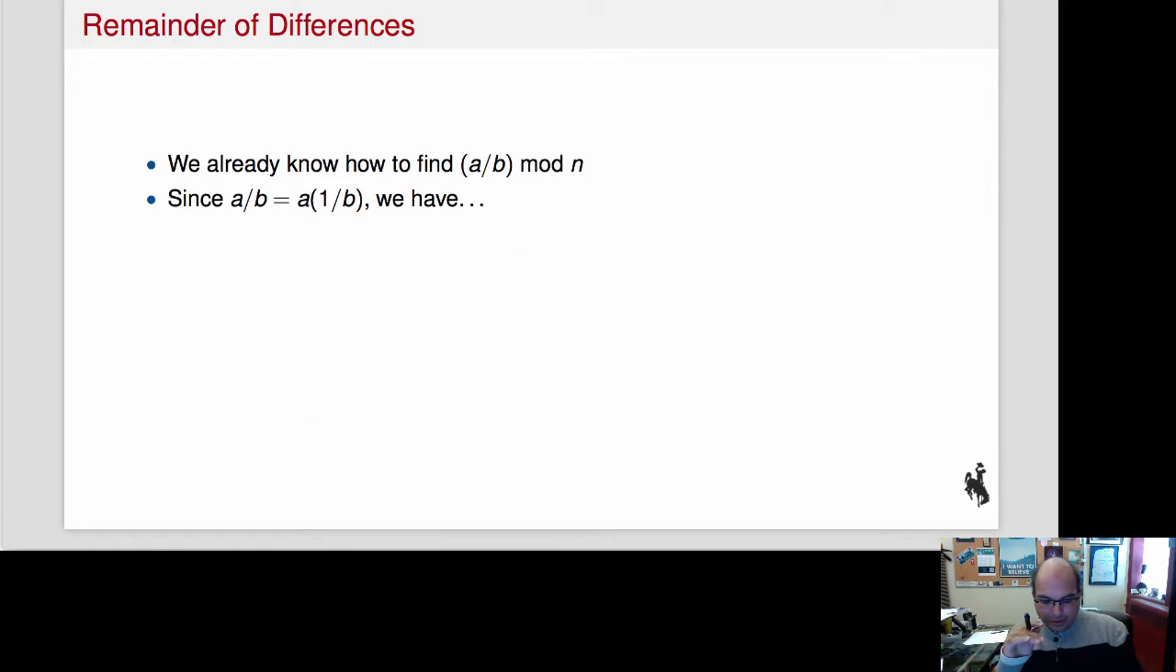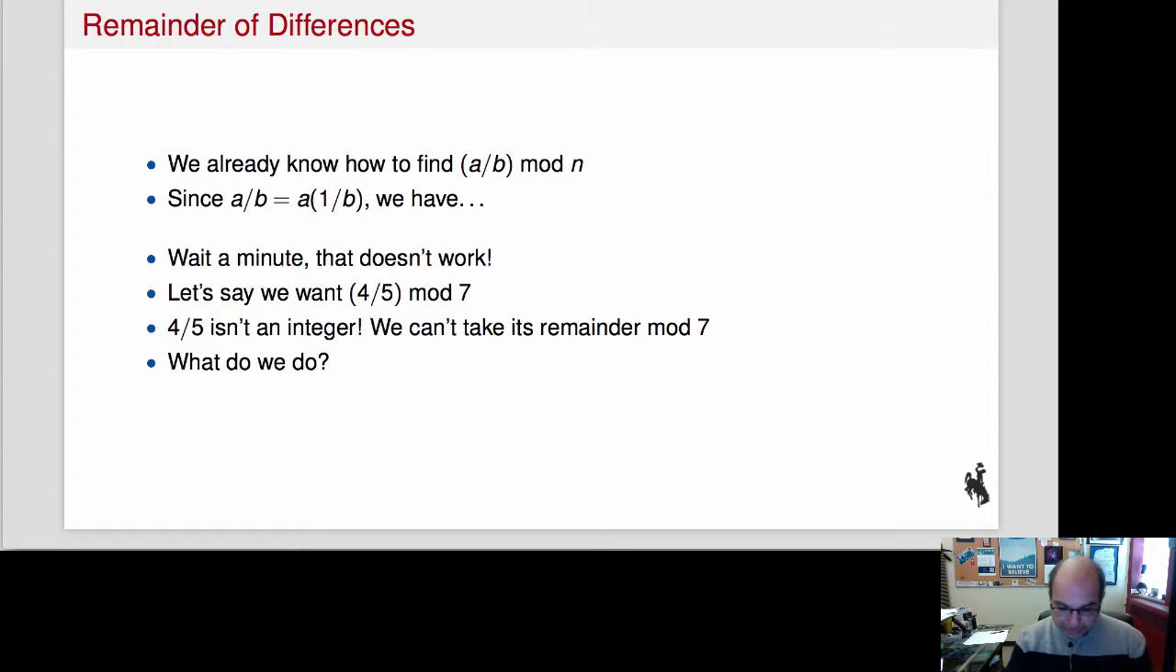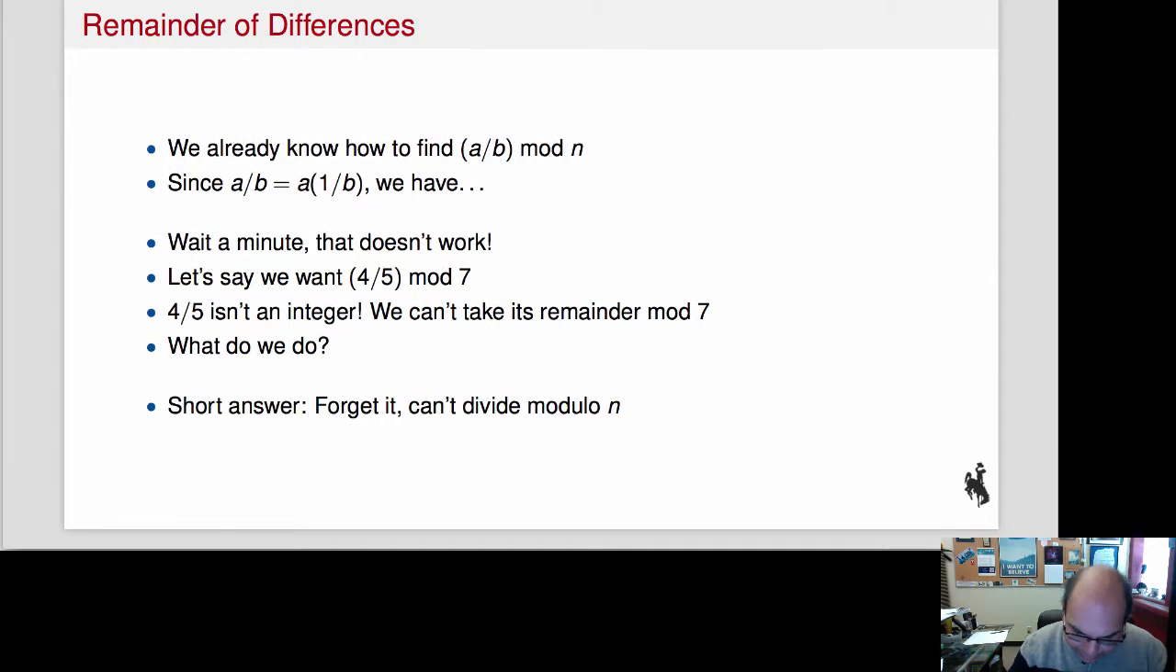A over B. Well, let's see what we could do. We know A over B is A times 1 over B, right? So no, this is as far as we get. And here's the reason. Let's say that I want 4 divided by 5 mod 7. 4 divided by 5 isn't even an integer, so I can't take its remainder mod 7. What do we do? Actually, there is something that we can do. We can just say, let's not talk about it. It just doesn't work.